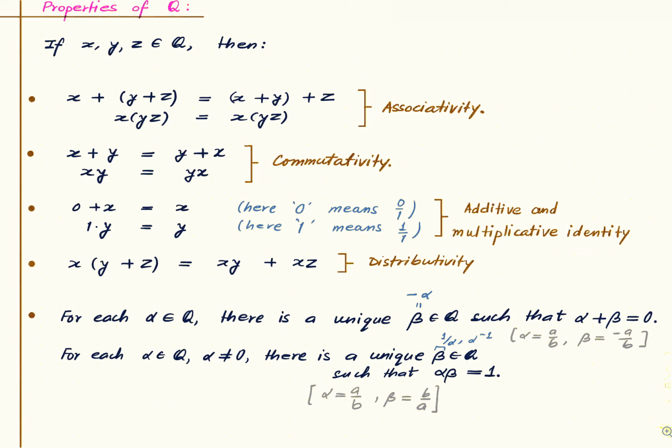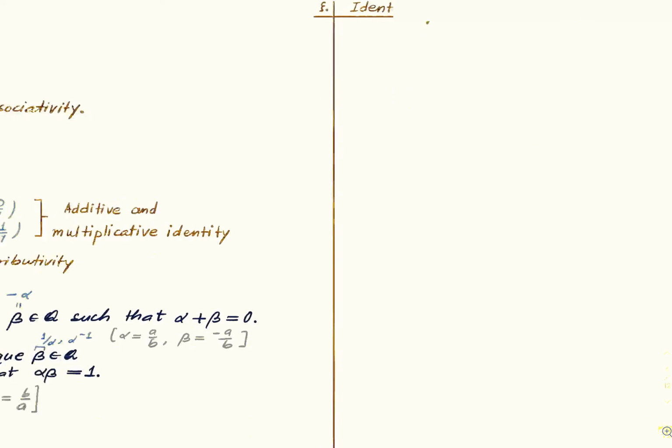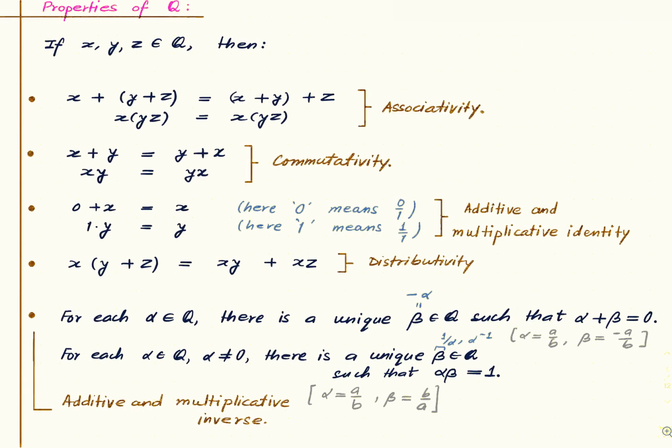And this property is called additive and multiplicative inverse. So additive and multiplicative inverses exist and they are unique in rational numbers. So these are some properties of Q that one needs to be familiar with. We are already familiar with them. This is how we do things in high school anyway. Okay, so that's one thing out of the way. So we have formally constructed rational numbers and done the algebra.